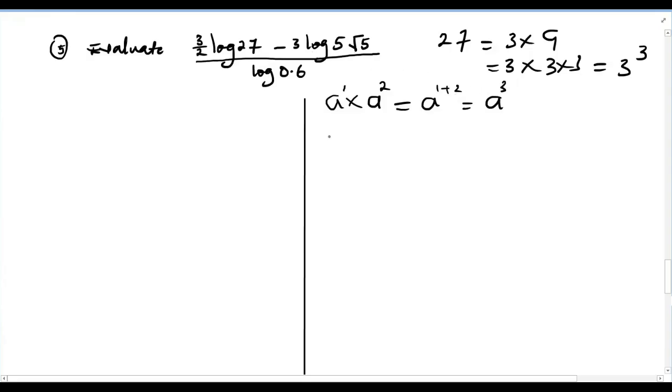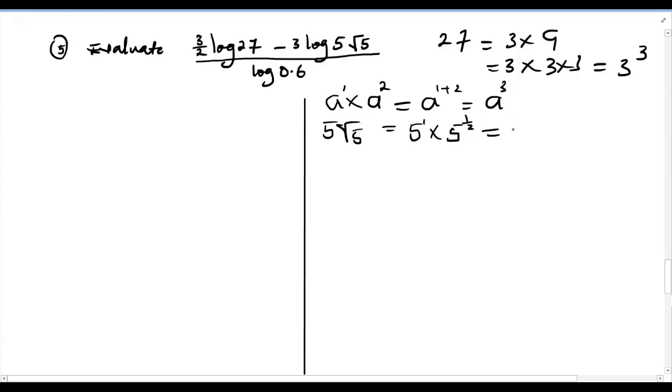So up here we have 5, the root of what? 5. So we're going to rewrite this as what? We're going to rewrite this as 5 times 5 to the power of what? 1 over 2, because we know the root is the same thing as 1 over 2. So that means the first 5 has a power of 1. The second one has a power of what? 1 over 2.